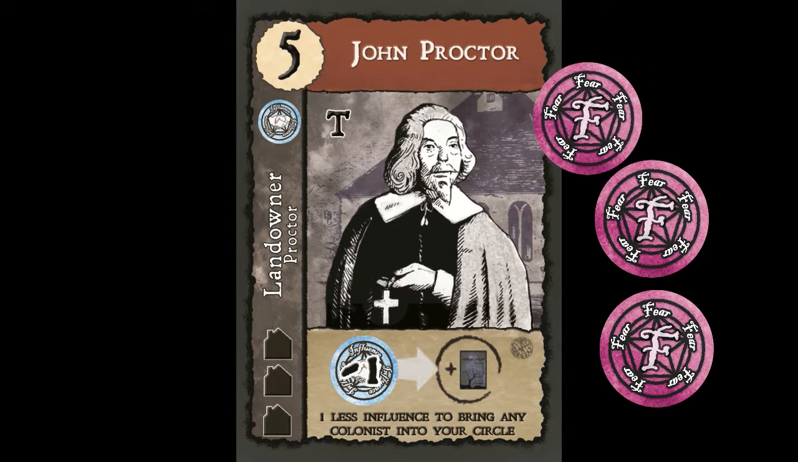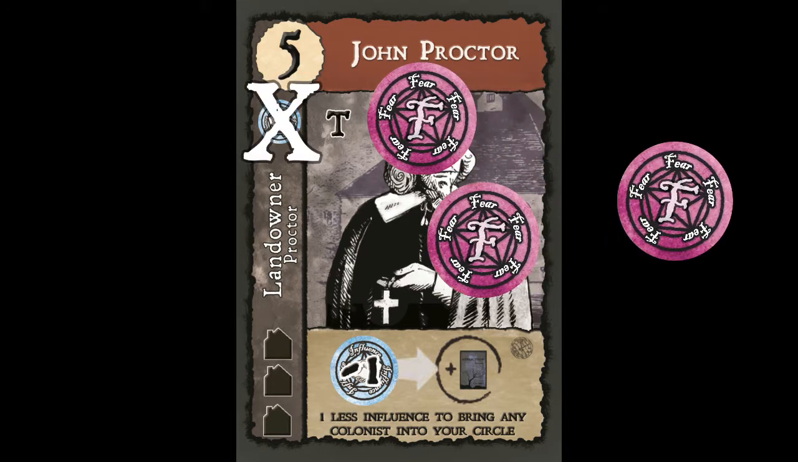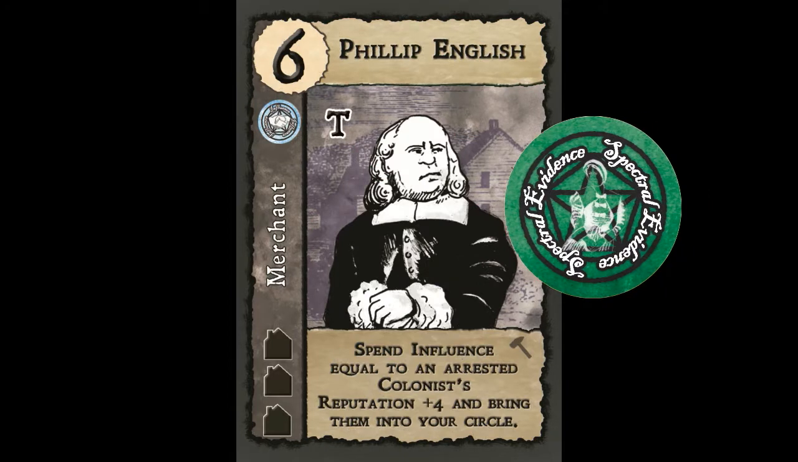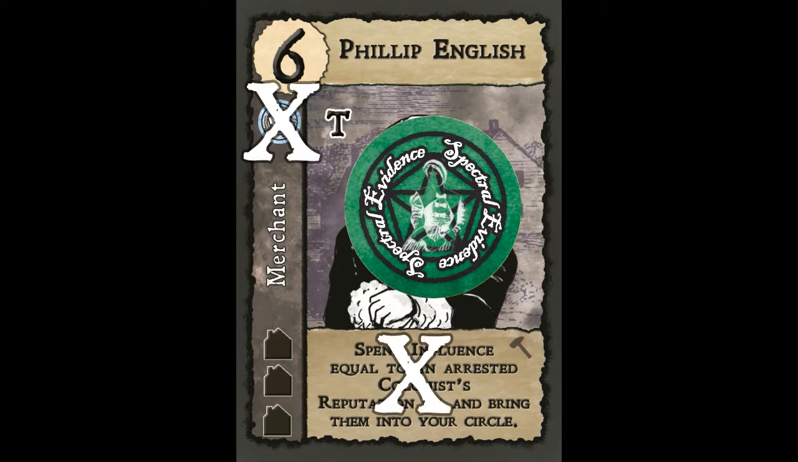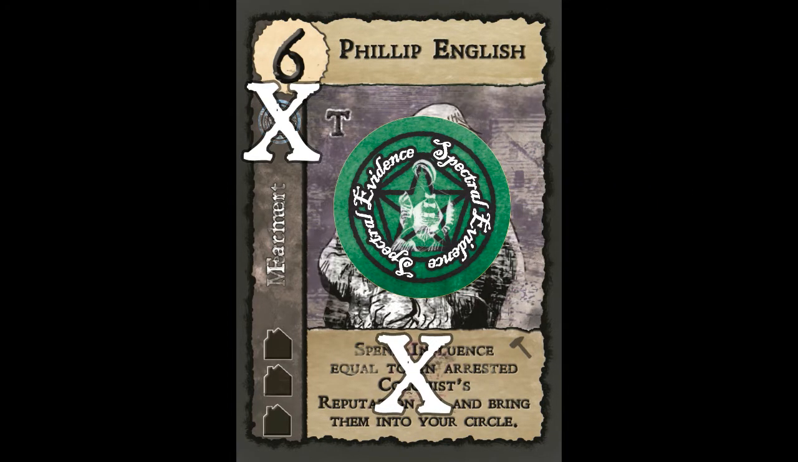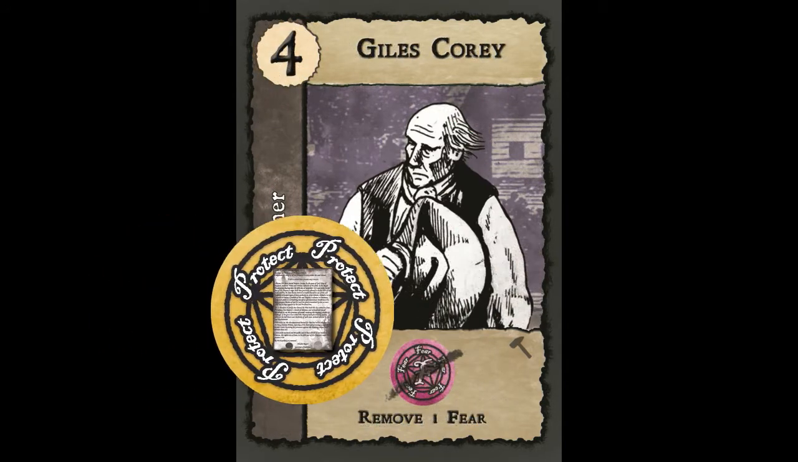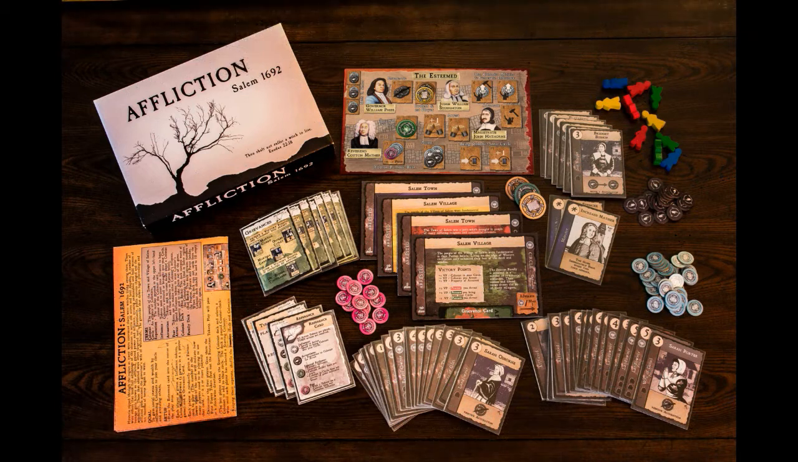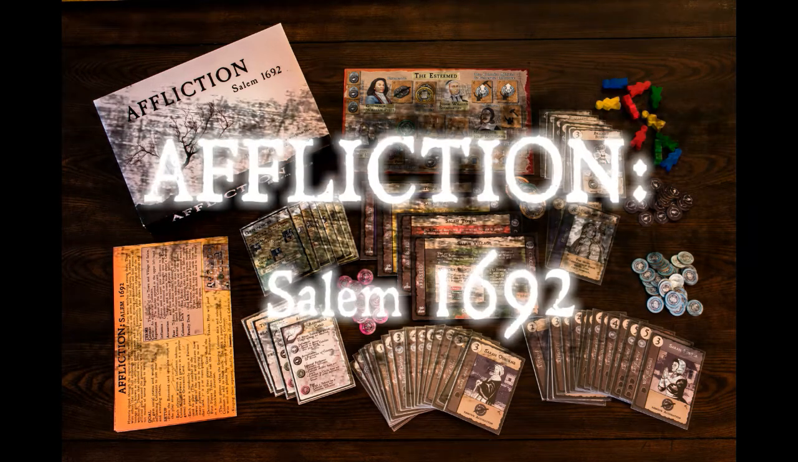Fear is used to prevent other players from gaining influence or using special abilities. Spectral evidence is a powerful weapon used to disable one colonist. Protection prevents one colonist from being arrested. Affliction is a game of planning, thwarting others, and misdirection. How will you fare in this atmosphere of suspicion, fear, and paranoia?